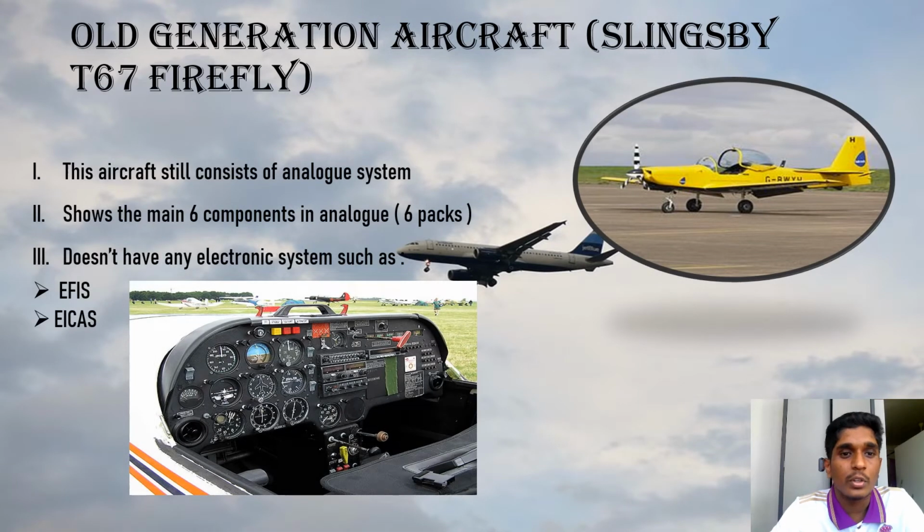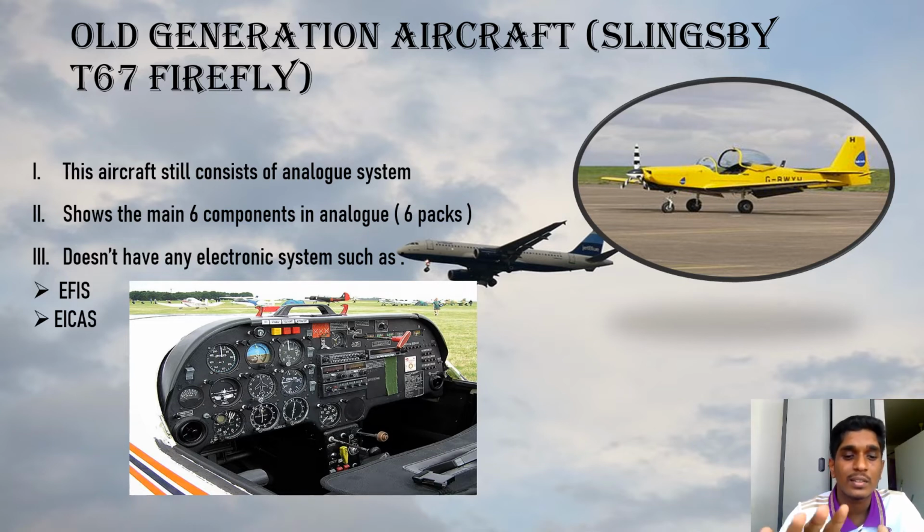I'll be comparing the old generation aircraft, modern aircraft, and commercial aircraft. The first old generation aircraft which I chose is the Slingsby T67 Firefly. I will be explaining about the old generation aircraft based on the Slingsby T67 Firefly. The first point is that this aircraft still consists of an analog system, also known as steam gauges, where everything is shown in the analog system. The second point shows the main six components in analog.